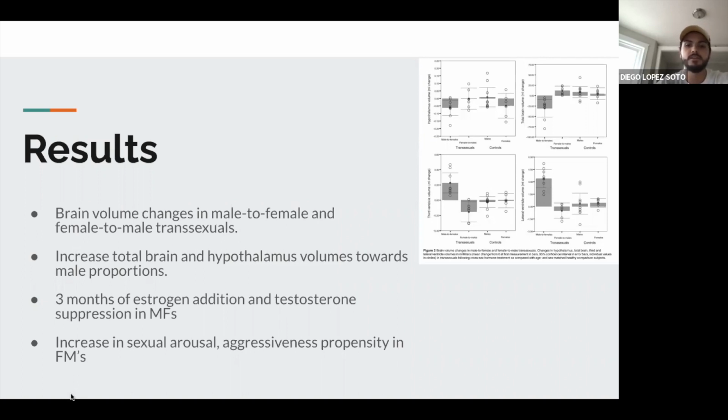Another interesting finding is that a decrease in sexual arousal, sexual desire, and spatial ability, in which men typically outperform females, as well as an increase in verbal fluency, were seen after 3 months of estrogen addition and testosterone suppression in male-to-female transsexuals. 3 months of testosterone therapy in female-to-male transsexuals was linked to an increase in sexual arousal, aggressive propensity, and spatial ability, but not on the fluency test.